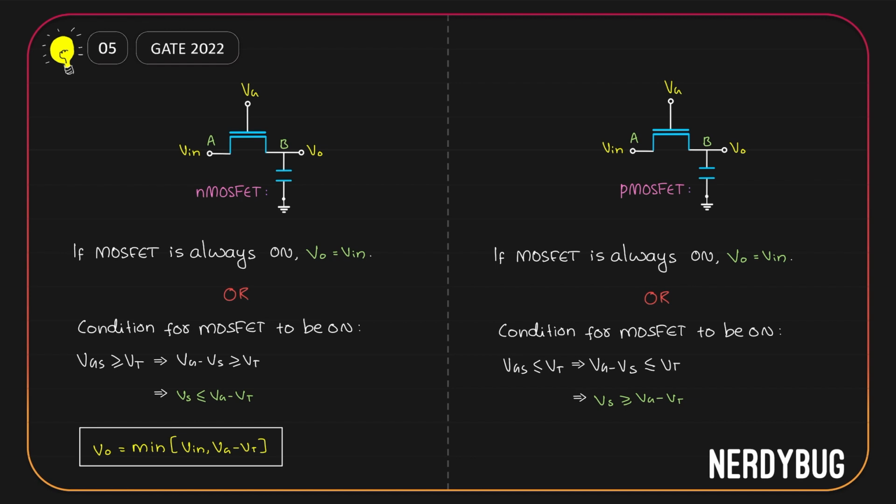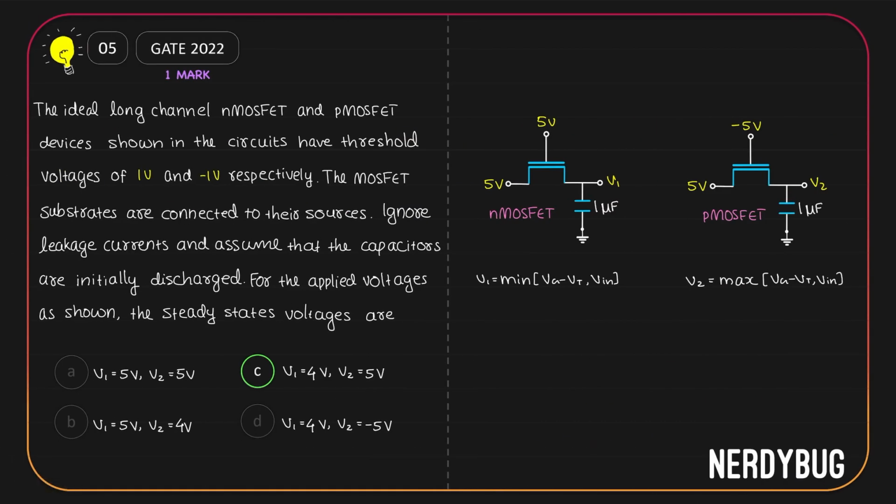So if MOSFET is always on, output will be equal to input. But if Vg minus Vt is the greater value, then that will be the output. So here we can say V output is the maximum between V input and Vg minus Vt. So to solve this problem, all you have to know is this. For the nMOSFET, steady state value of V1 will be minimum of Vg minus Vt and Vin.